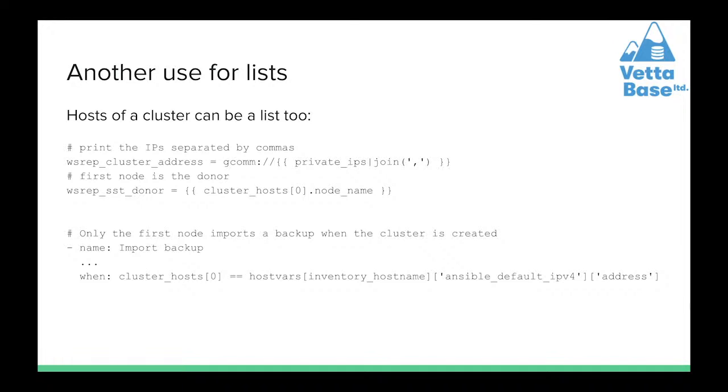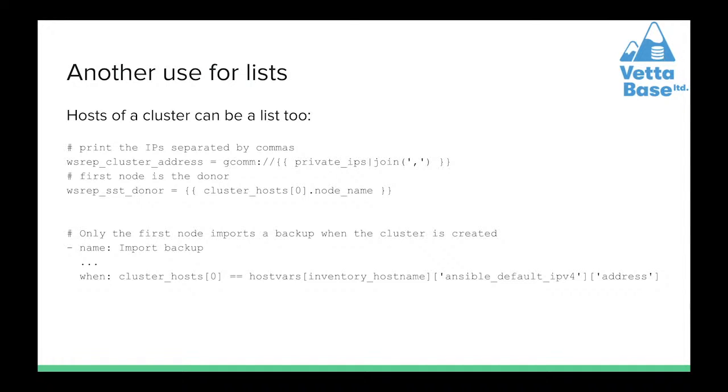Then I show that we can also, for example, use another syntax to only use the first element of the list. So in this example, we decide that the first listed IP is used as a donor, okay, in the cluster. If you know Galera, you know what I'm talking about. Otherwise you don't, but hopefully you will understand what I wanted to show.